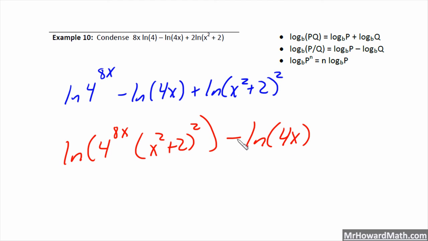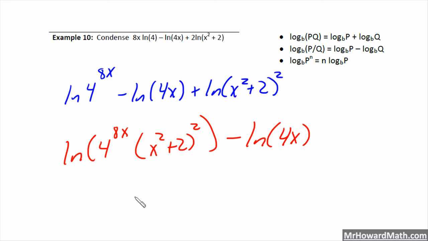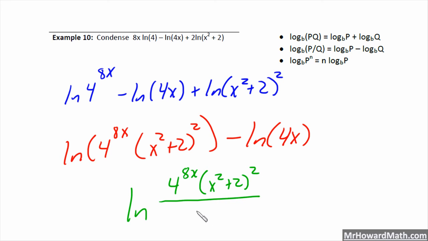Now we can take this subtraction right here and apply this theorem and turn it into a division. So this part will be in the numerator, this part will be in the denominator, all with just one natural logarithm. So ln of 4 to the 8x times x squared plus 2 all squared, all over 4x. All right, and that will be our final answer for that one.